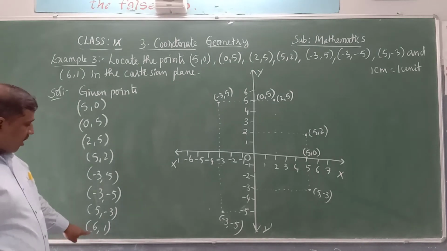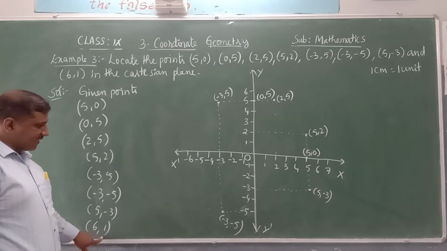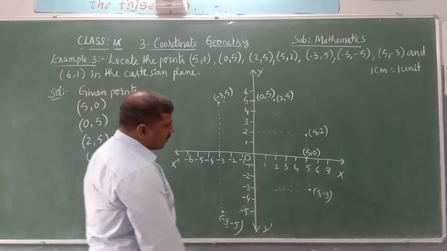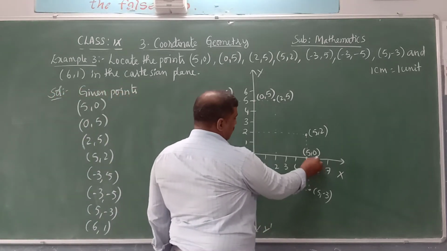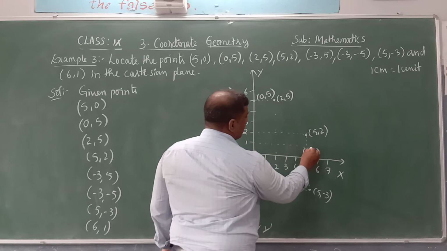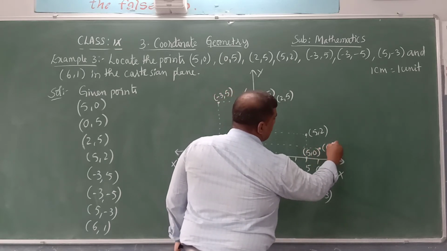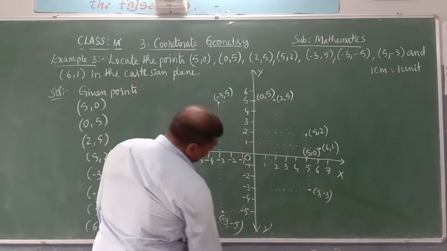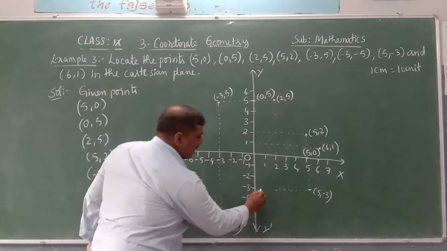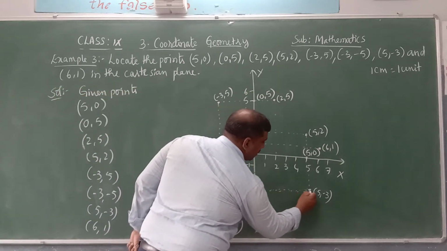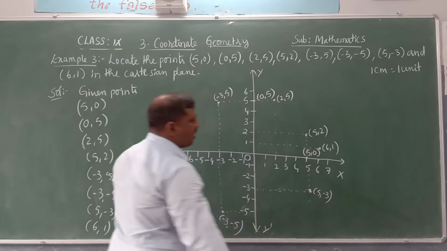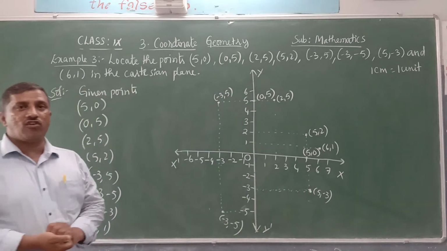Then the last point, 6, 1. X is equal to 6 and y is equal to 1. This is x equal to 6 and this is y equal to 1. So this point will give you 6, 1. I think this is that point, 5, -3. Like this we will plot the points.